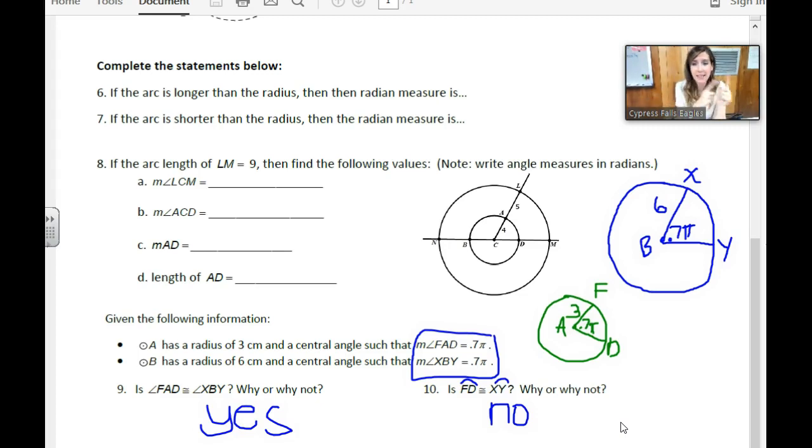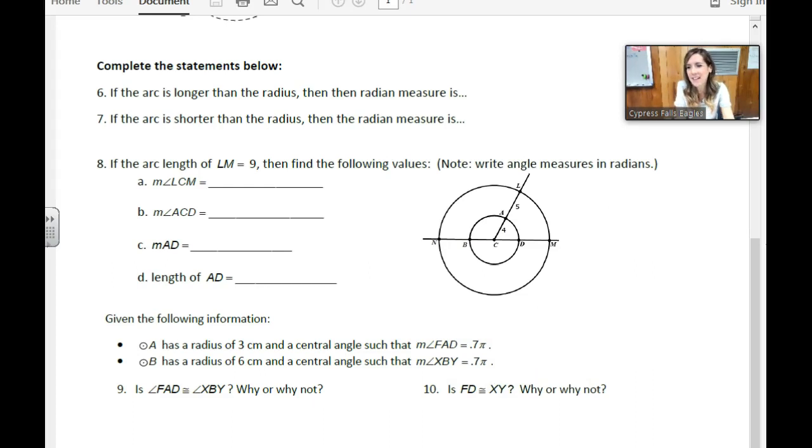Congruent means same size, same shape. No, those arcs are not the same size. The distance from X to Y is more than the distance from F to D. So even though the angle is the same, the length and the actual arc itself is not congruent. Did I answer your question?